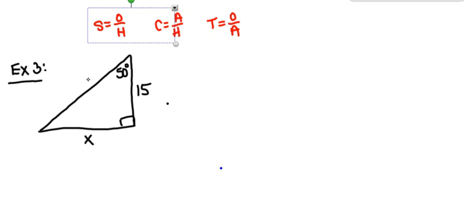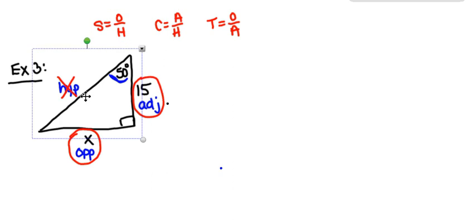First thing I do every time is I go label my hypotenuse. So my hypotenuse is across from that right angle. Then my opposite is across from that 50. And my adjacent in this case is going to be the 15. So I've got the adjacent and the opposite. Let me get rid of that hypotenuse. I need to use the trig ratio that deals with adjacent and opposite. So with A and O.